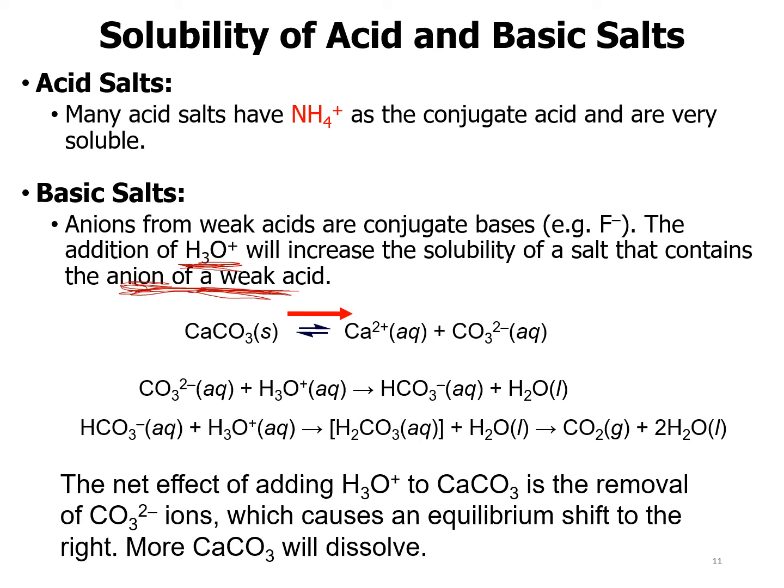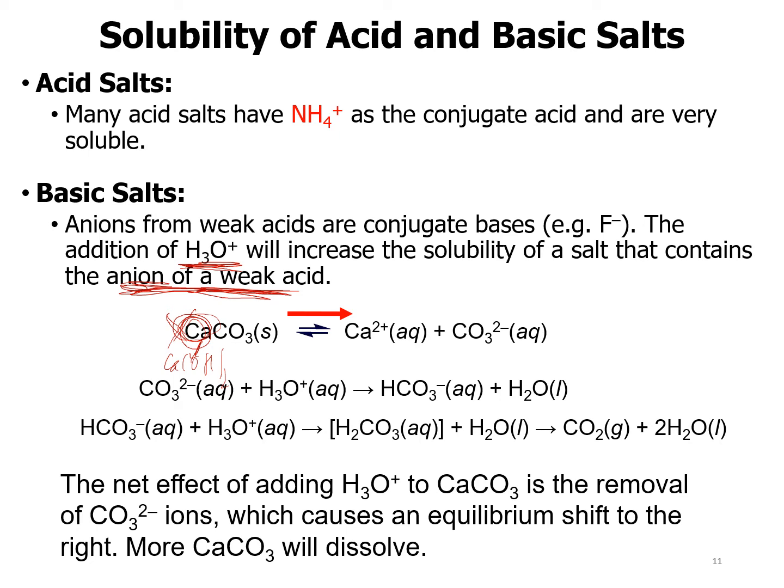And how does it do that? It's again based on Le Chatelier's principle. Let's look at the example of calcium carbonate. Calcium comes from calcium hydroxide, which is a very strong base, so that makes calcium a very weak conjugate acid. So this is not going to be affected when we add acid solution from outside. But carbonate, on the other hand, comes from carbonic acid, which is a weak acid, so that makes it a weak conjugate base.